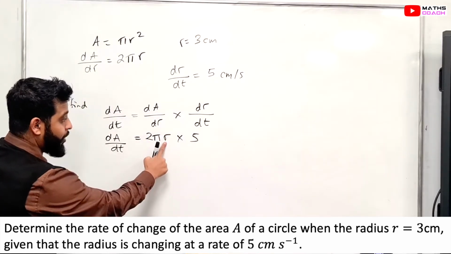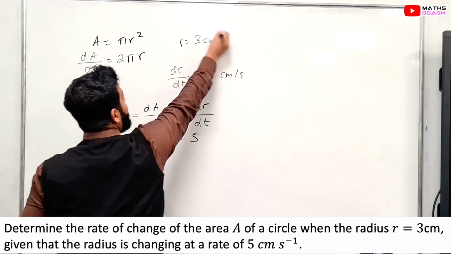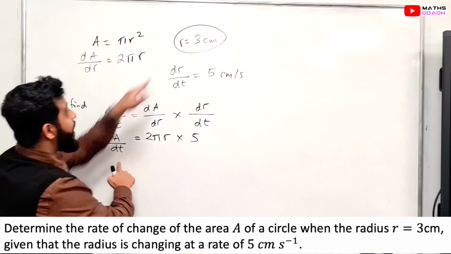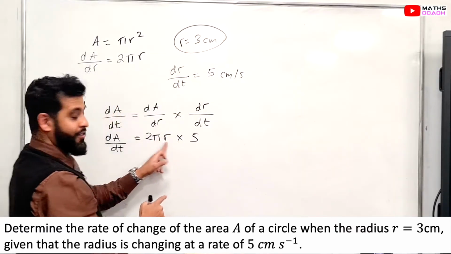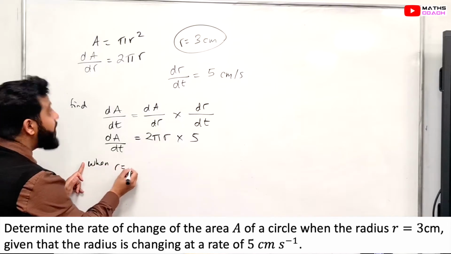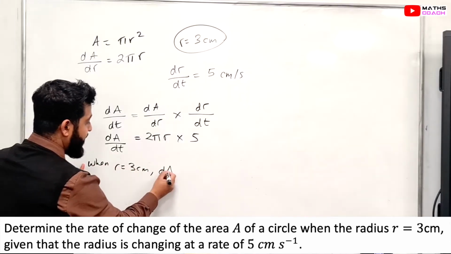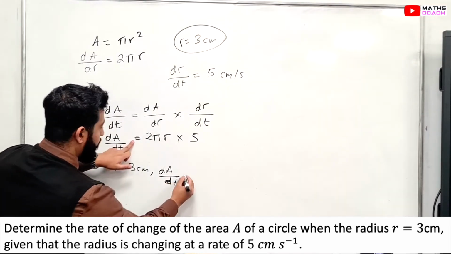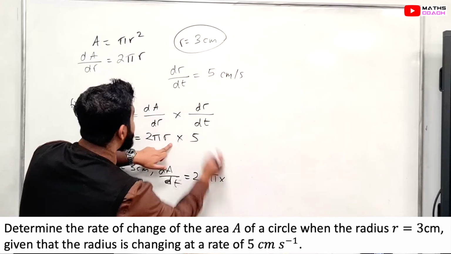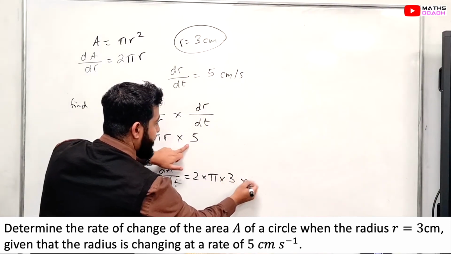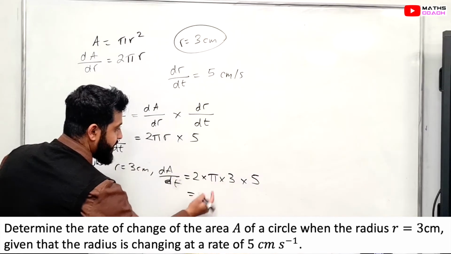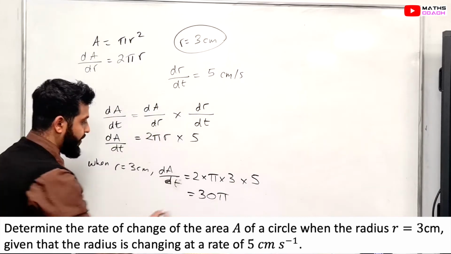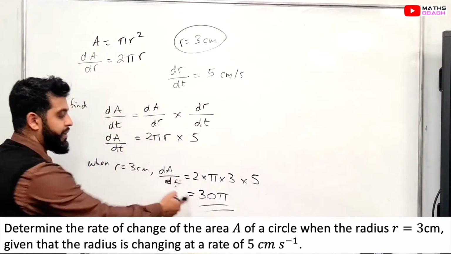Now, there's one unknown left, which is the r, and this is when we go back to this. It says, find the rate of change of the area with respect to time when r, the radius, is 3 centimeters. So when r is 3 centimeters, dA over dt will be 2 times pi times 3, which is the radius, times 5. And that simplifies to 30 pi. So the rate of change of the area with respect to time is 30 pi.